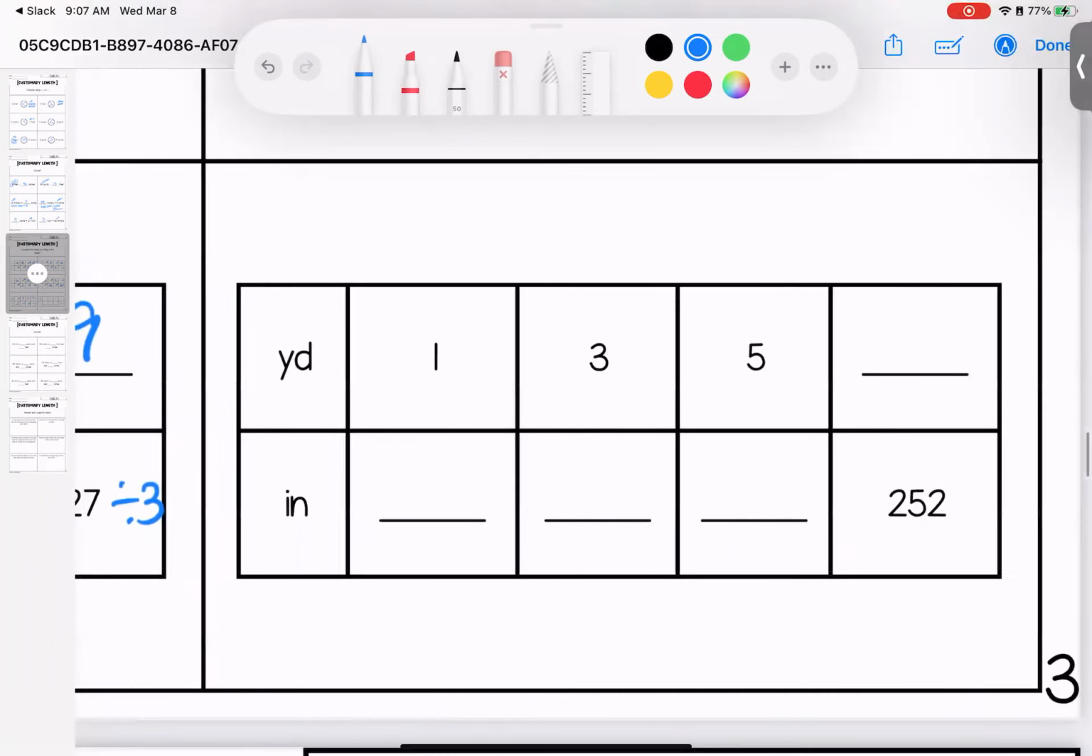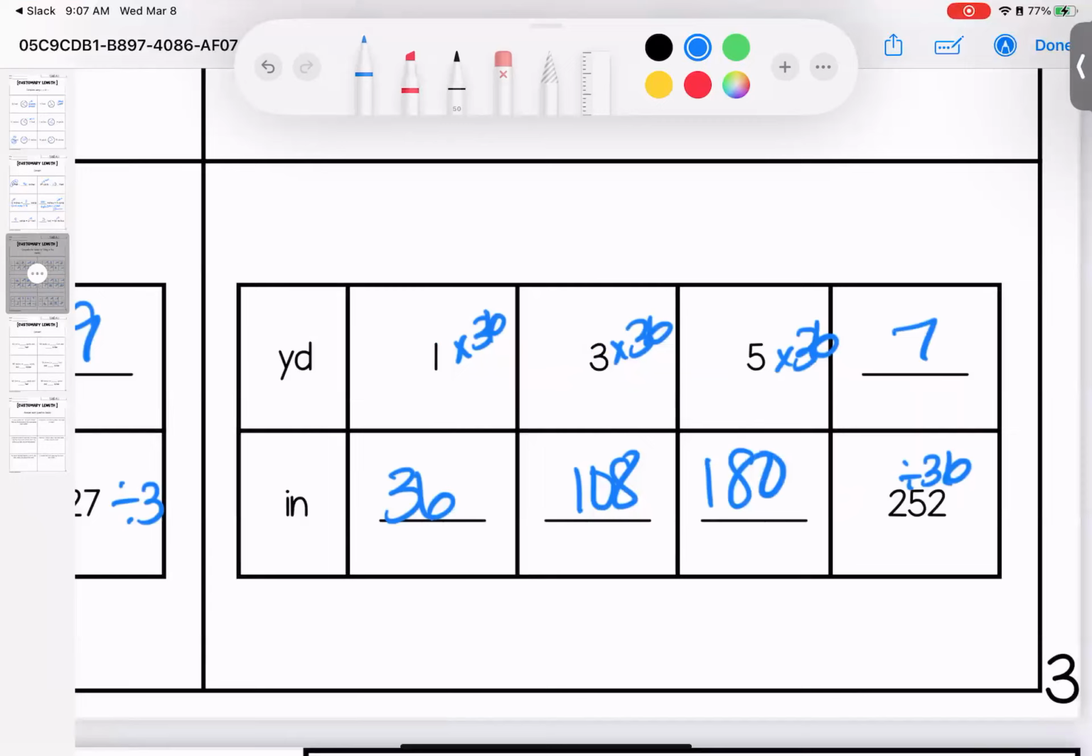And then our last one, yards to inches. I'm going to multiply by 36 on the top, and I'm going to divide by 36 on the bottom because there's 36 inches in a yard. Missing numbers are 36, 108, 180, and 7. Any questions on this one, kiddos? Bring them with you to class.